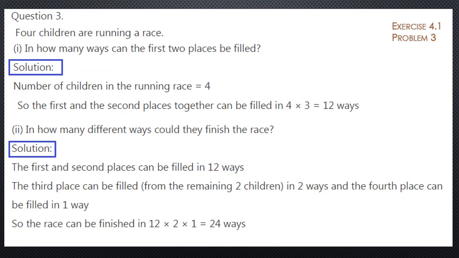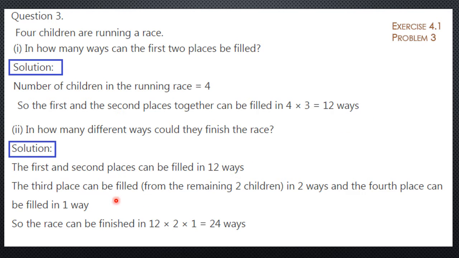Now question number 3. 4 children are running in a race. The first subdivision is, how many ways can the first 2 places be filled? Come to the answer. Number of children in the running race is 4. That is the given data. We want to fill the first 2 places. So the first place can be filled by 4 ways. The second place can be filled by 3 ways. So total number of ways is 12.